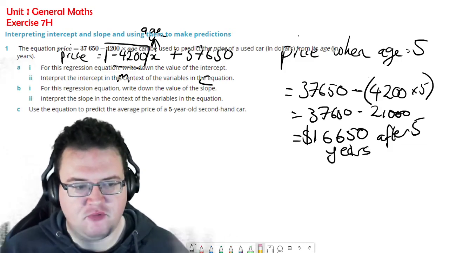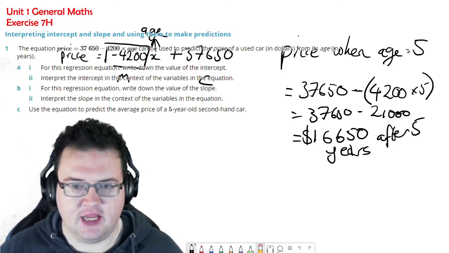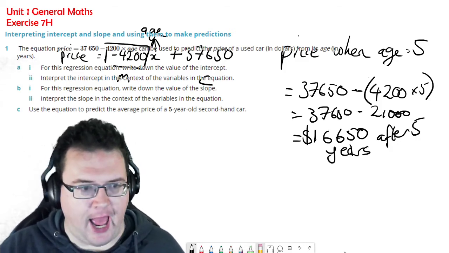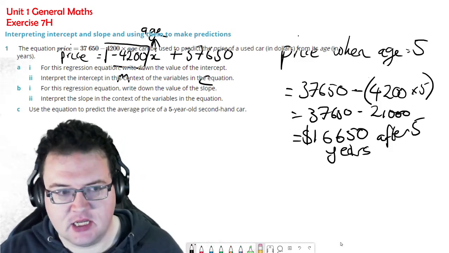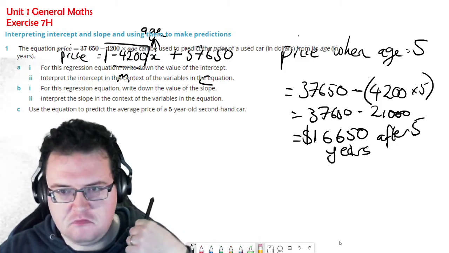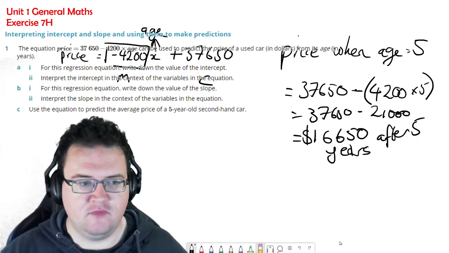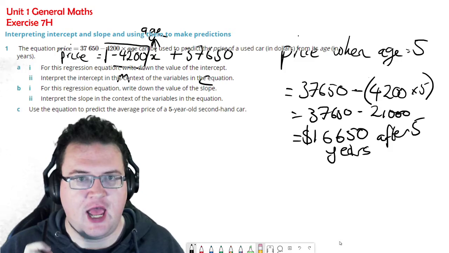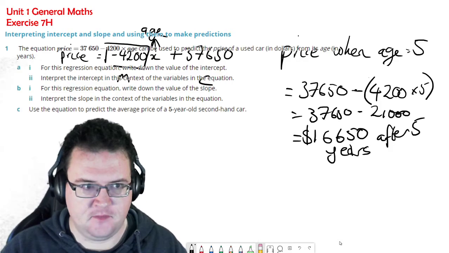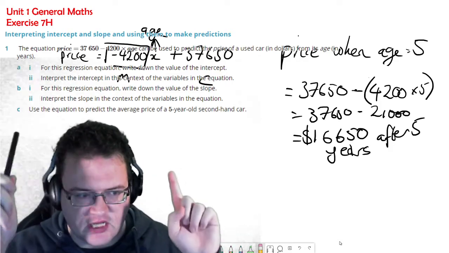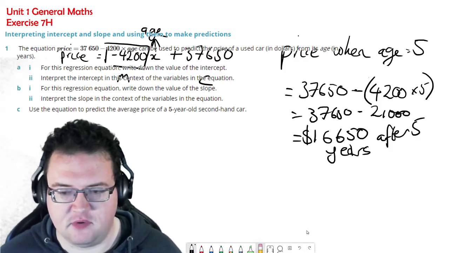All right, and remember, this process could be used in reverse. So I could say, well, okay, how old is a car if its price is $19,000? So I can flip the question around and ask the opposite instead. Find me the age if I know the price. While this question doesn't necessarily ask you, it is something that you can be asked. So I'll go through a worked example of that as well.